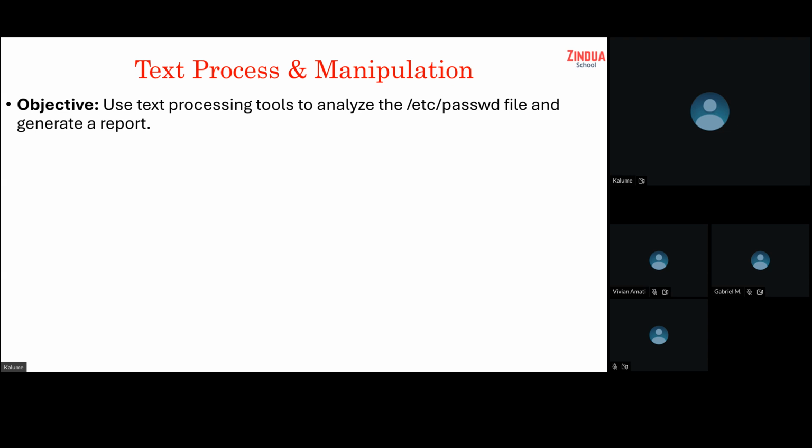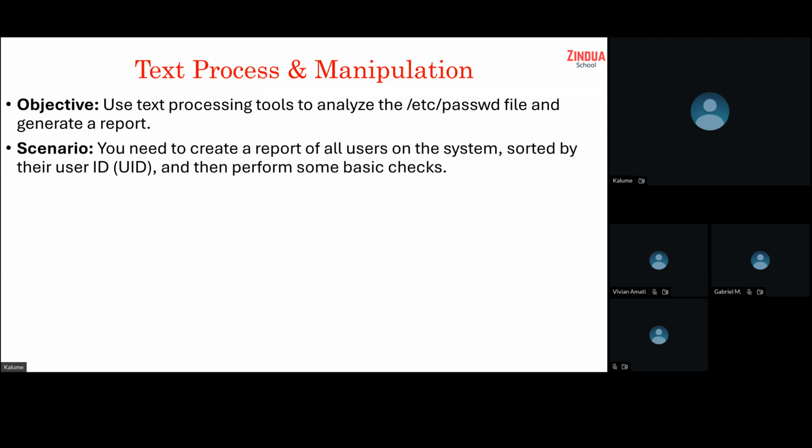So the first one is the text process manipulation. The objective for this is to use text processing tools to analyze the /etc/passwd file and generate a report. As we said, the user information is stored in this file. Although the encoded information like the password is stored in another file, most of the information is in this file. So we analyze this file, then we get what we want.